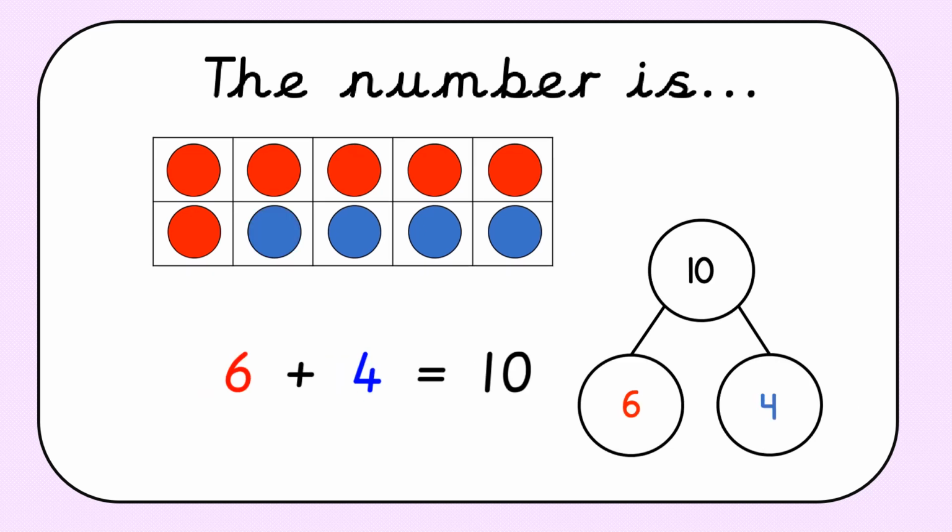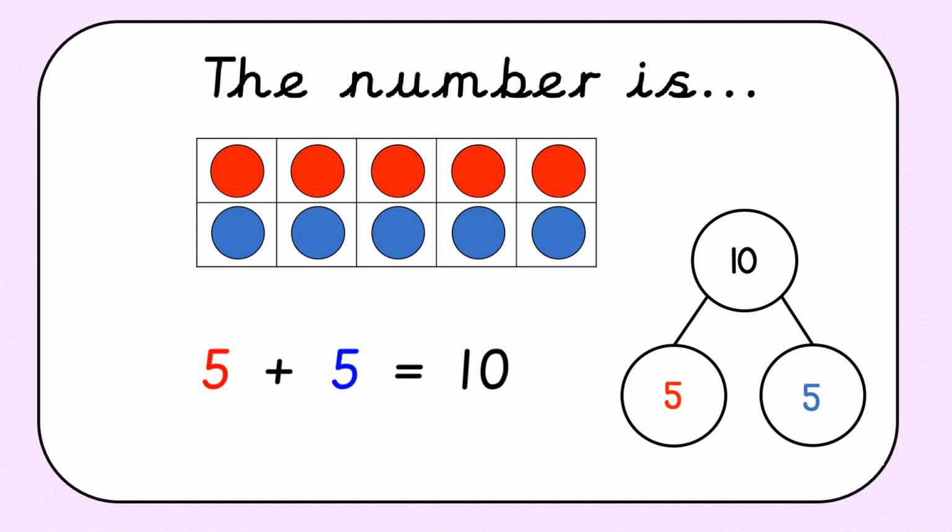Okay, now how many are red? We started off with 10 that were red, then 9 that were red, then 8, 7, now there are 6 that are red, and how many are blue? 4, that's right. 6 and 4, how many altogether? 10, excellent. So our part whole is 6 and 4 makes 10.